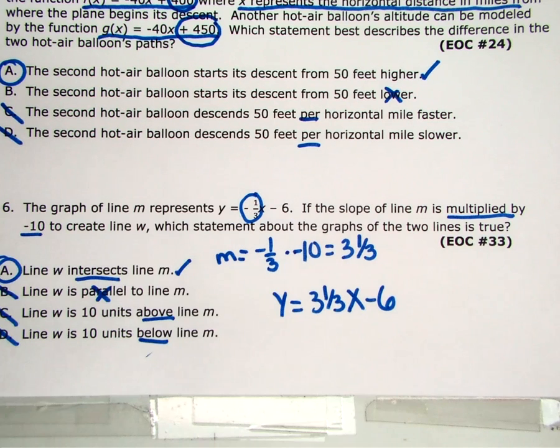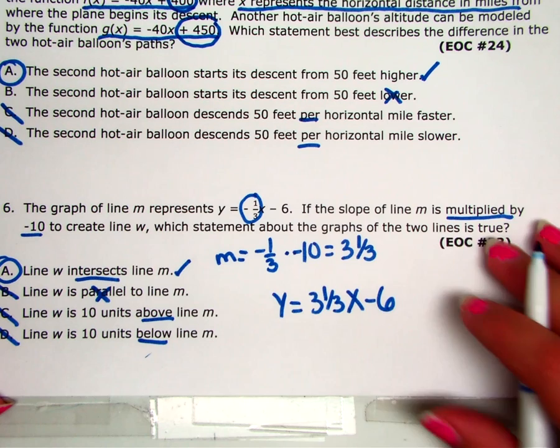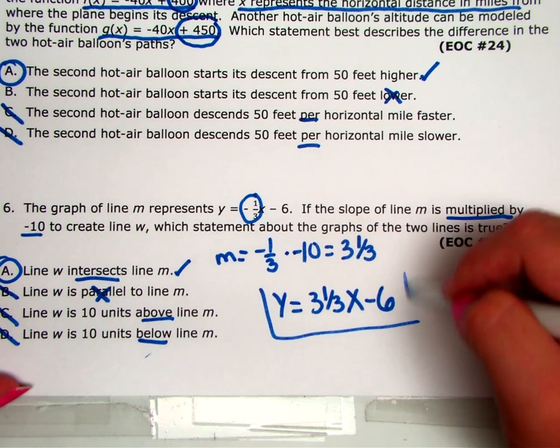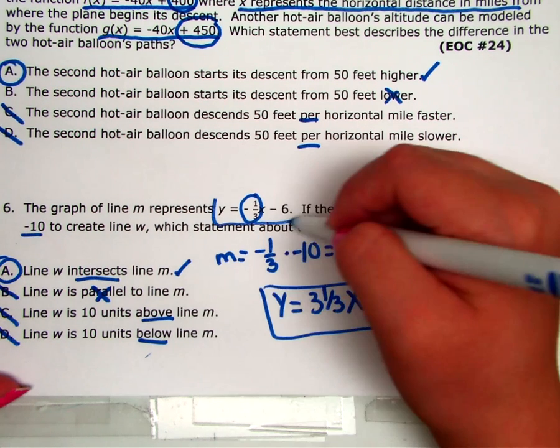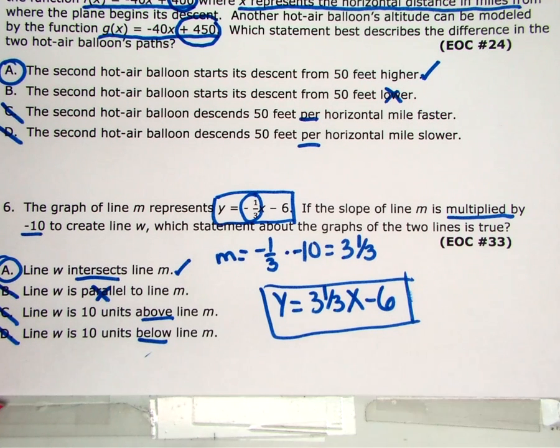And if you ever get stuck, you can always graph it on your calculator. You'd put this equation and the original equation into your y equals and graph it and see if these are true or not.